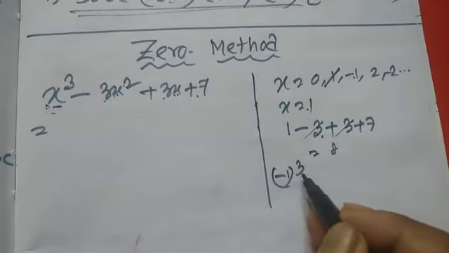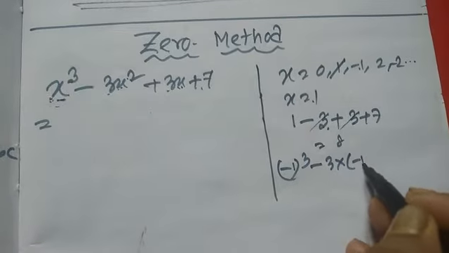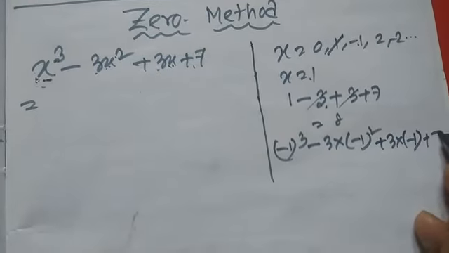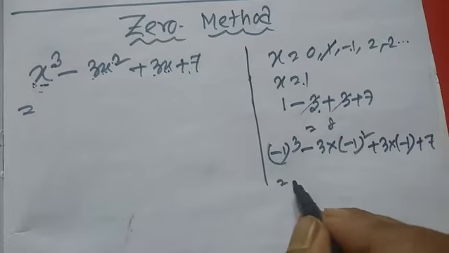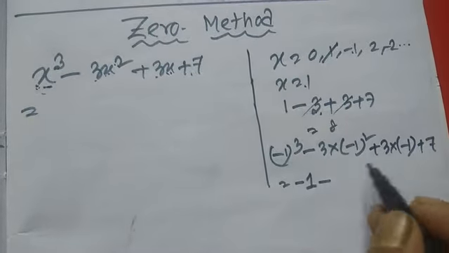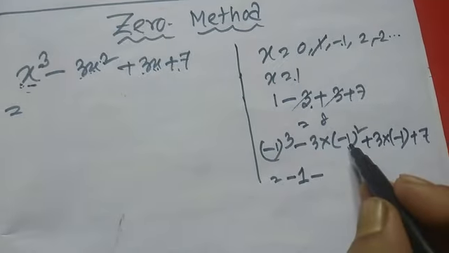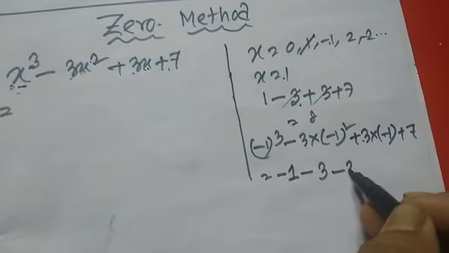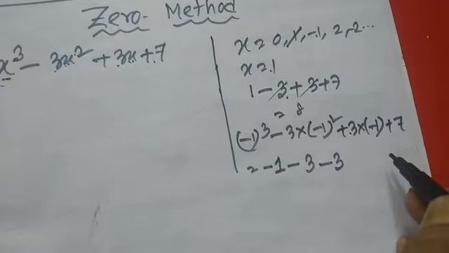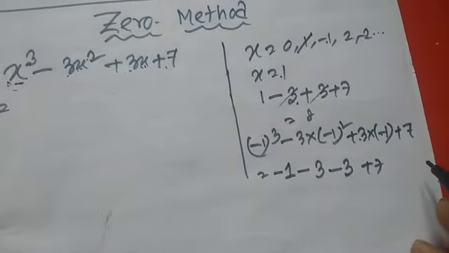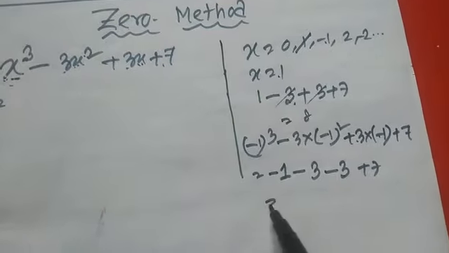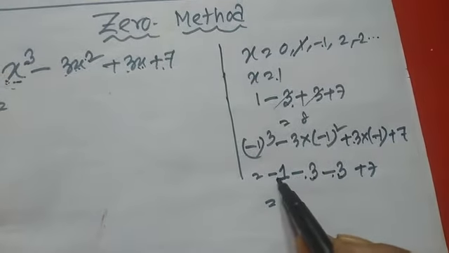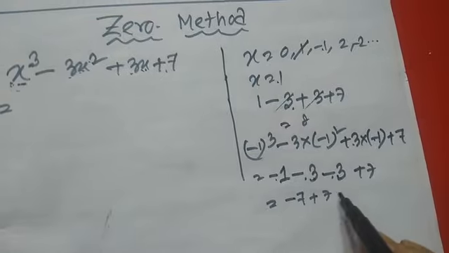Minus 1 whole cube, 3 into minus 1 whole square, plus 3 into minus 1, and 7 is there already. Minus 1 whole cube is minus 1. Minus 1 whole square is minus 1 into minus 1, plus 1, 1 into 3, 3. 3 into minus 1 is minus 3, and plus 7. Now you see minus 1, minus 3, that is minus 3, minus 3, minus 6, minus 6, minus 1, minus 7, plus 7, 0.